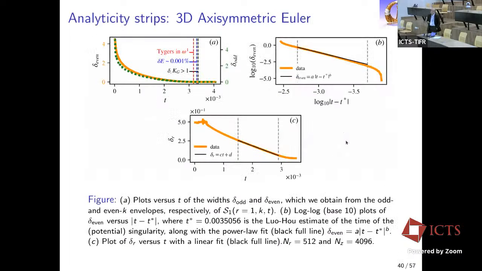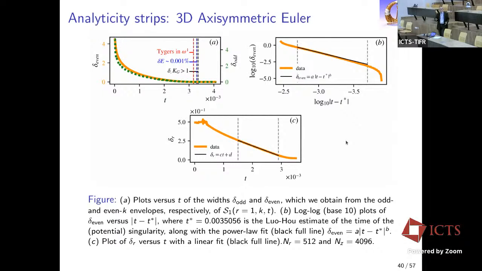So from such plots, we can extract when this width is going to 0, right? And over here, again, we have marked where the Tygers first appear in omega 1. And if you're sufficiently careful, you'll keep track of the even and the odd ones separately. And then you can fit over here, and it seems to be going to 0 as a power law. You can do the fit in 2 ways. One is for T star, you put in the Luo-Hou estimate, and then you see whether your data are consistent with the Luo-Hou estimate. And the answer is yes, they are consistent.